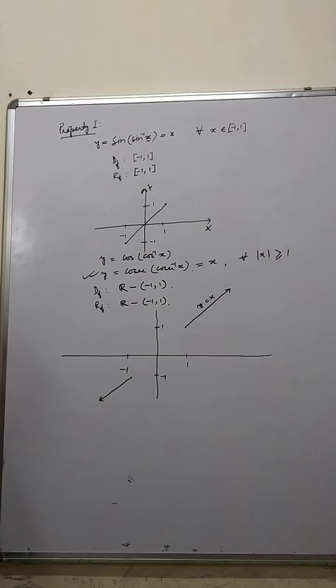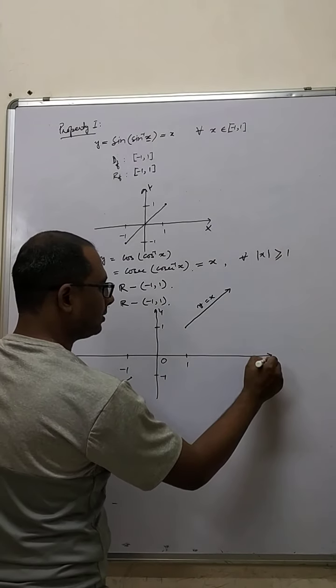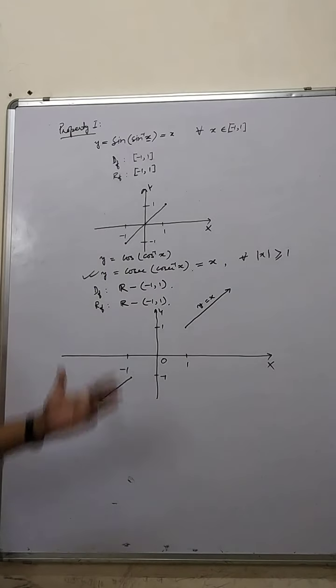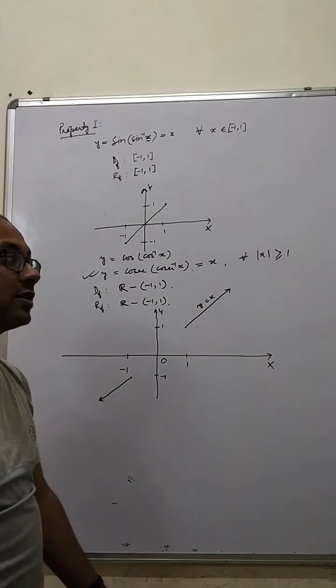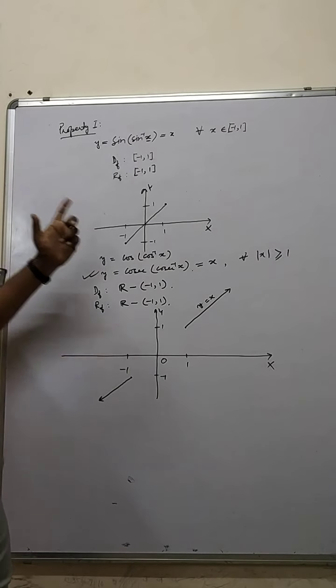The same graph will be for sec inverse of x. Okay, the same graph will come for sec inverse of x. Now let us go for the second property.